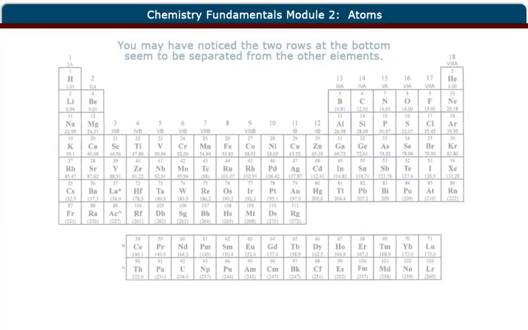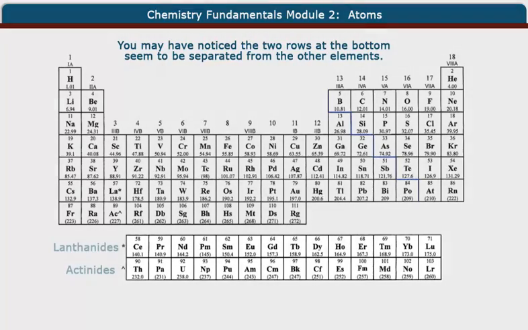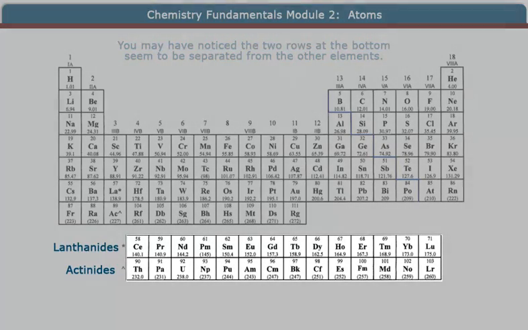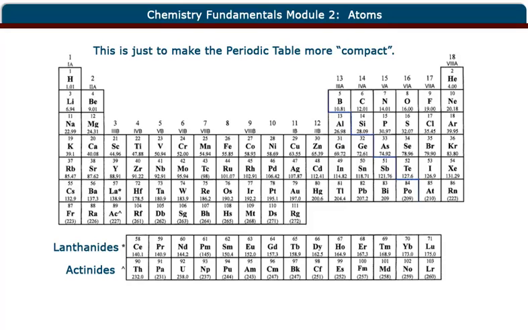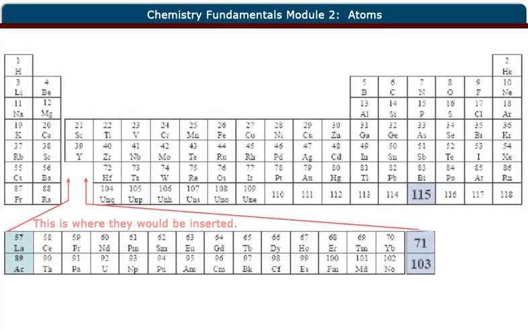You may have noticed the 2 rows at the bottom that are separated from the other elements. This is just to make the periodic table we use more compact, and not so wide. Here is where the 2 rows would be inserted.